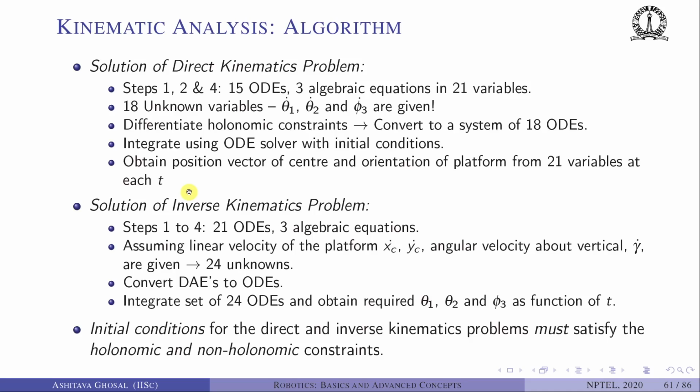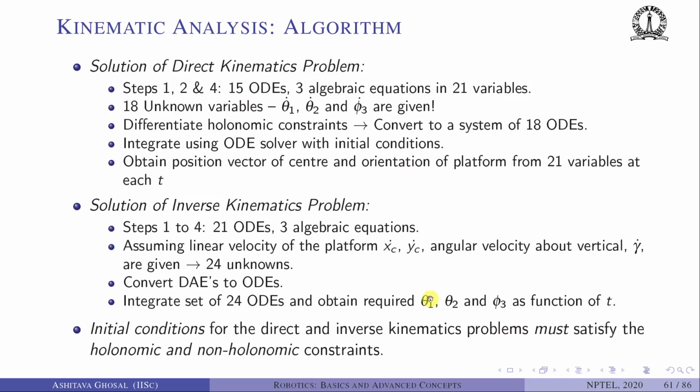How about the inverse kinematics problem? We do steps 1 to 4 again. We have 21 ODEs plus 3 algebraic constraints. We assume that the linear velocity of the platform, x dot, y dot, and the angular velocity about the vertical, gamma dot, are given. So we have 24 unknowns. Again, convert the DAEs into ODEs. Now we have a set of 24 ODEs required with theta 1, theta 2, phi 3 as a function of time.